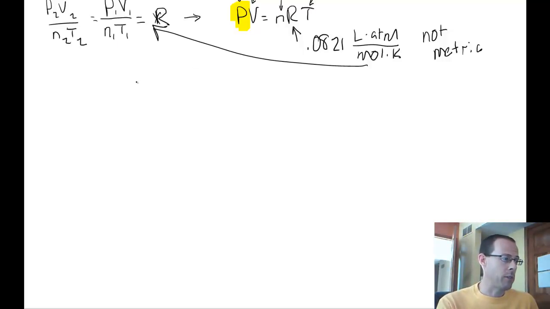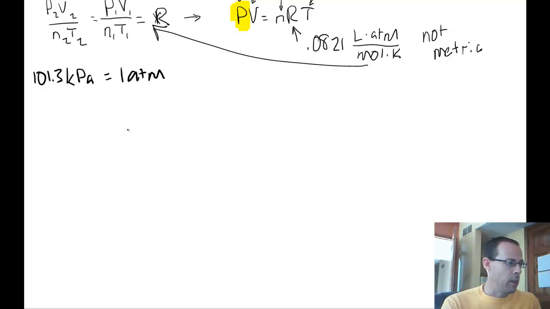So the metric way to measure pressure is the kilopascal. In kilopascals, their standard value is 101.3 kilopascals as standard pressure, and that equals 1 atmosphere. All right, so what we're going to do is substitute these values in and see what we get.